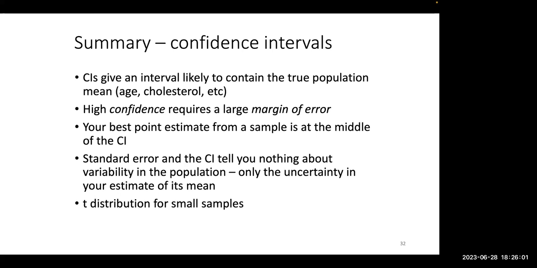That's a point estimate. The standard error and the CI tell you nothing about variability in the population. That's important to keep in mind. It doesn't tell you anything, but it's affected by the variability, because the variability of the population will affect the variability of your mean estimates and your assumed standard error of the mean. And the t-distribution is used for small samples, where you utilize the variability in the sample to estimate the variability in the population. Good.